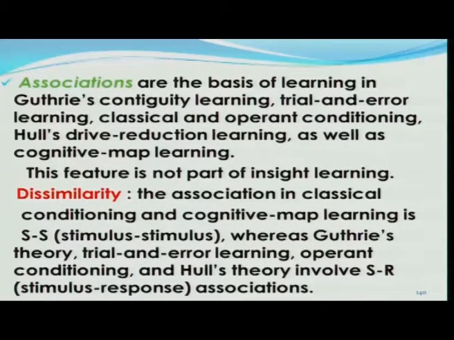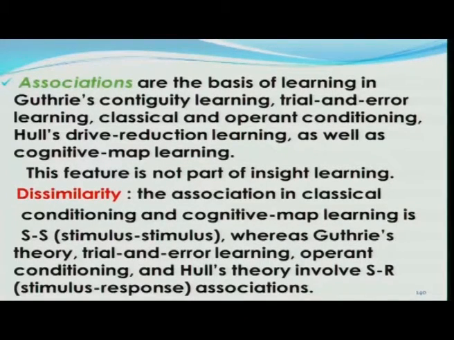A third point that has to be noted is that associations are the basis of learning in Guthrie's contiguity learning, trial and error learning, classical and operant conditioning, Hull's drive reduction learning as well as cognitive map learning. But this feature, namely associations, is not part of insight learning.